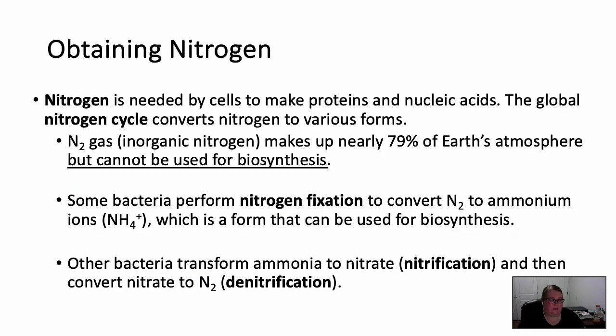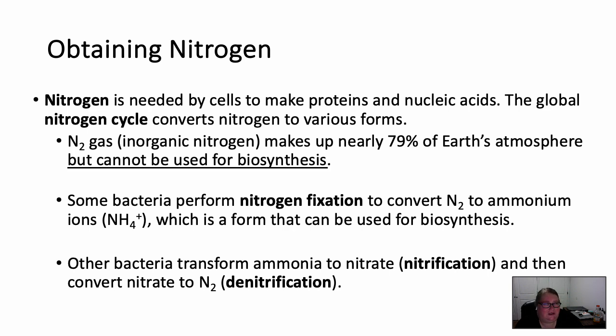Okay, so we have talked about how we obtain carbon, how we obtain energy. Well, the last thing we need to talk about is how we obtain nitrogen. Nitrogen is very integral for living organisms to grow. Our cells need it to make both proteins and nucleic acids. If you are a farmer, you're pretty up to date with what you need to do for nitrogen. So we have a global nitrogen cycle, just like we have a global carbon cycle.